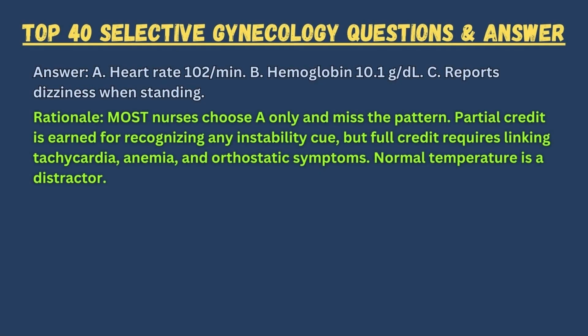Answer. A. Heart rate 102 per minute. B. Hemoglobin 10.1 gram per deciliter. C. Reports dizziness when standing. Rationale. Most nurses choose A only and miss the pattern. Partial credit is earned for recognizing any instability cue, but full credit requires linking tachycardia, anemia, and orthostatic symptoms. Normal temperature is a distractor.